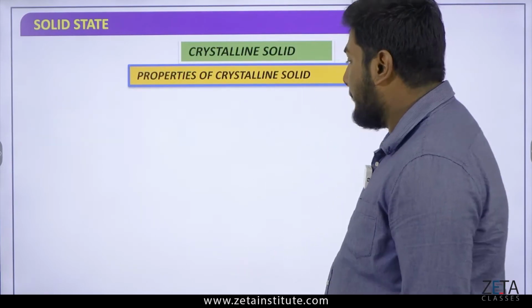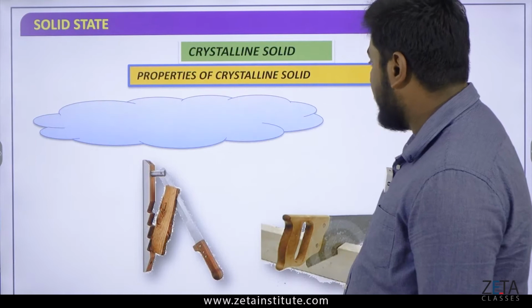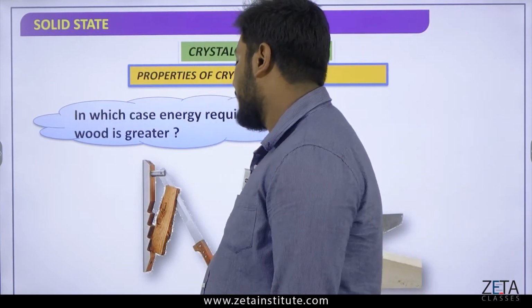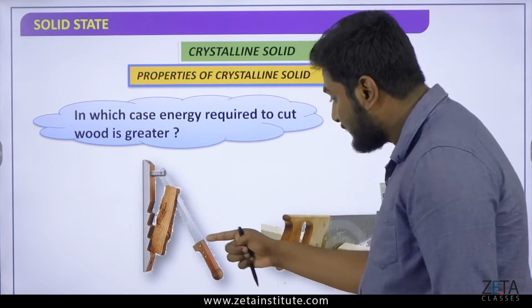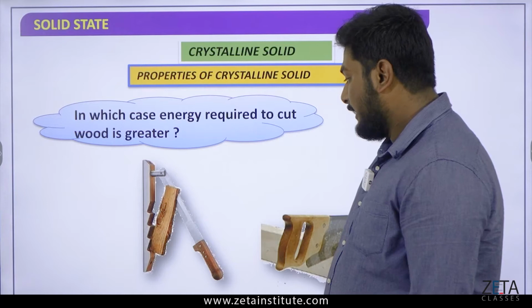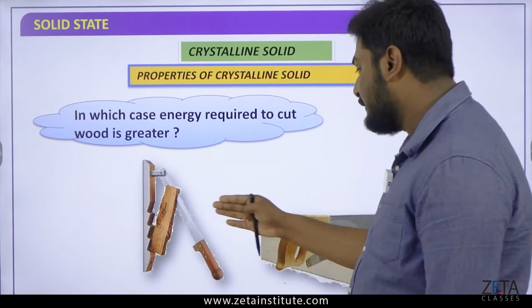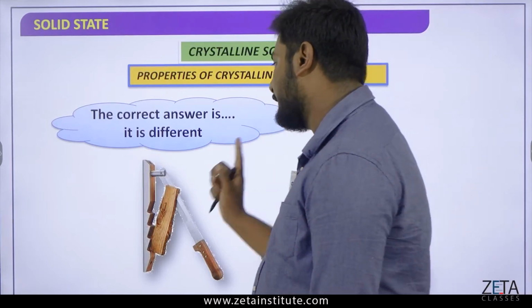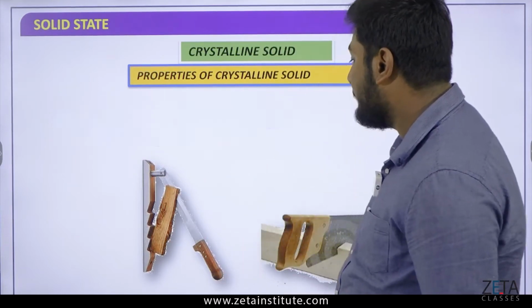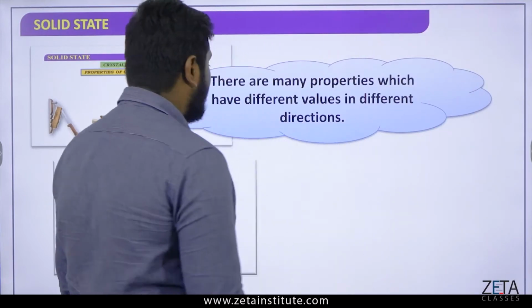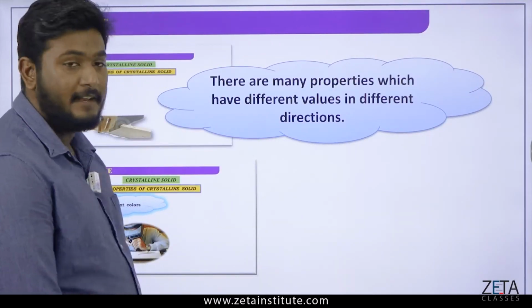Here two figures are given, and we have one question: in which case is the energy required to cut the wood greater? In which case do we need more energy? We can simply say the energy is different in the two cases. You can see the correct answer is that it is different. Clear? There are many properties which have different values in different directions.